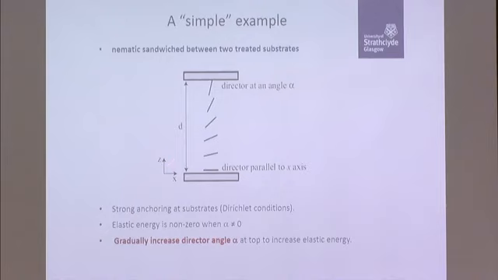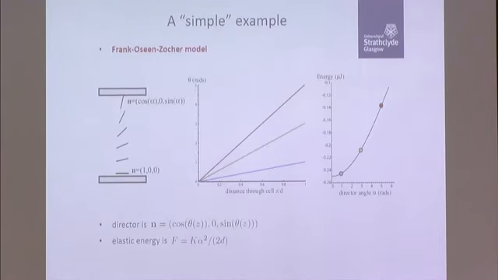What I'm going to do is gradually increase this angle alpha. I get more and more elastic energy as alpha increases. If I model this with a Frank-Oseen model, a simple elastic-only model, then my director I can write simply in a one-dimensional system. It's just a function of z, as the angle from the x-axis to the director. Theta is this angle.